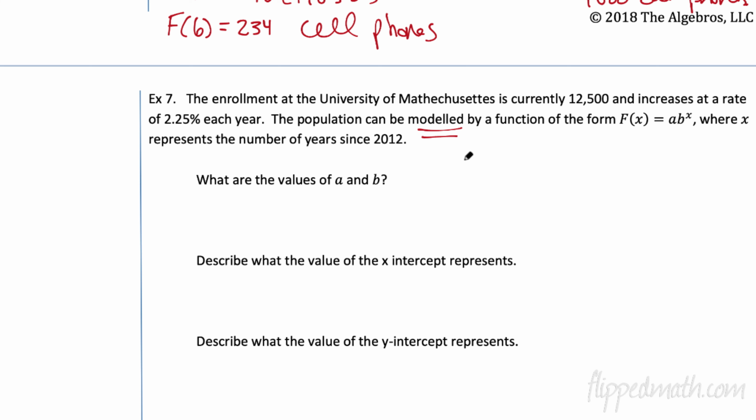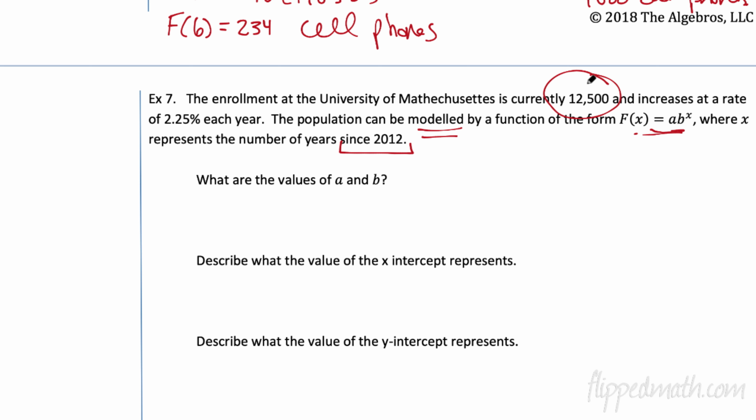All right, back to the problem. The population can be modeled by a function of the form f of x equals ab to the x. Well, that's just exponential. And x represents the number of years since 2012. That's going to be important later. So what are the values of a and b? Well, you have to use the information they give you here.